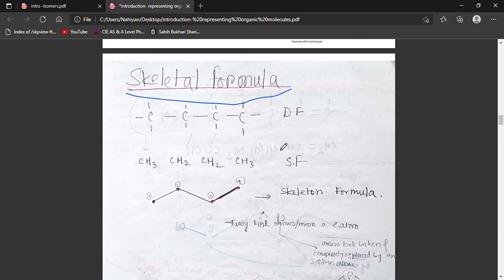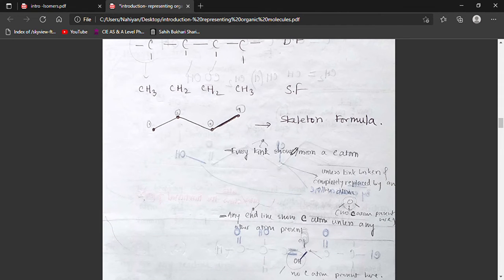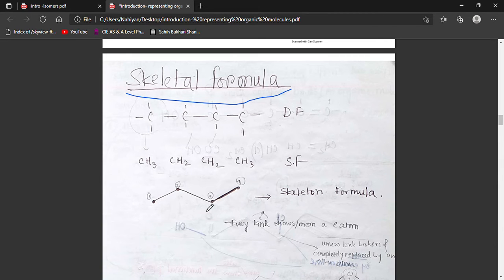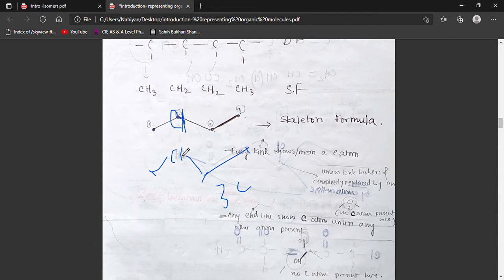So first, I said that every kink or every end represents a carbon atom unless it's replaced by something else. For instance, every corner, every end represents a carbon atom. So 1, 2, 3, 4. It has 4 carbons. Unless it was replaced by something else, so for instance, let's say I put a Cl here. Now it has 1, 2, 3. Now it's only 3 carbons because something is completely replaced.